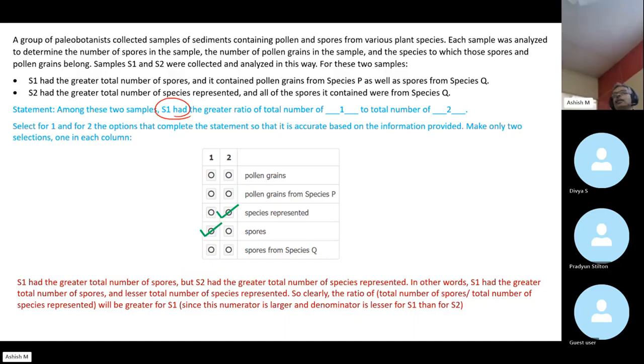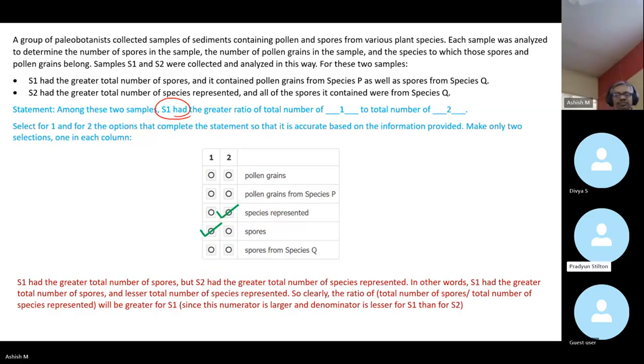Friends, are we clear? I think after the explanation, this should not be that difficult. So we are talking about a ratio which for S1 is greater than for S2. For a parameter for which the numerator is more and the denominator is lesser, clearly the ratio will be more. That specific ratio will be more for S1.